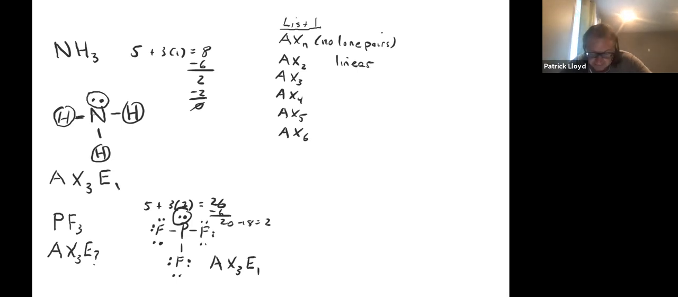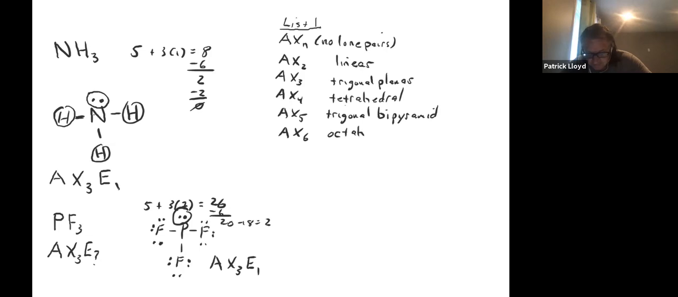The first one is linear. The second one is trigonal planar, AX3. The third one is tetrahedral. The fourth one is AX5, trigonal bipyramid. And then the last one's called octahedral. And there are angles that you want to memorize as well.